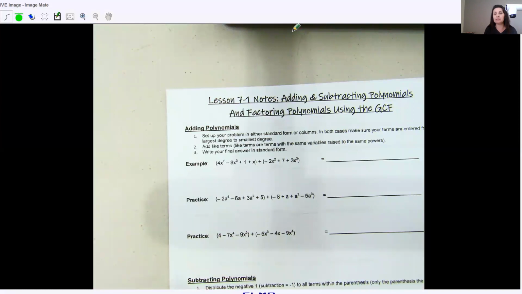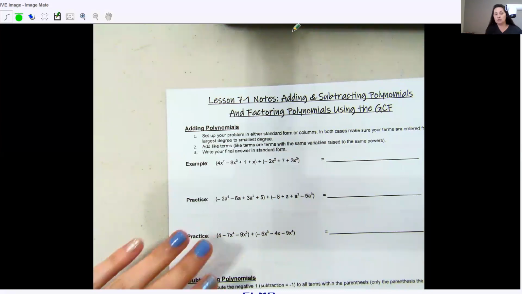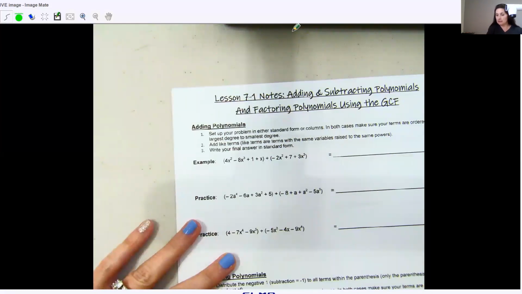There's really no difference other than when we combined like terms before, it was basically one variable raised to a smaller exponent. In this case, we have multiple terms, sometimes raised to multiple different exponents, variables raised to different exponents. That's what I'm trying to say. So I am going to show you how to do this here.